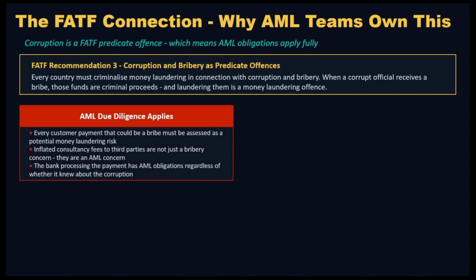First, AML due diligence applies to every payment that could be a potential bribe. A bank which processes an inflated consultancy fee to a third-party agent does not get to say it didn't know. If the red flags were there and were not acted on, that institution has an AML failure on its hands, regardless of whether it knew about the corruption underneath.